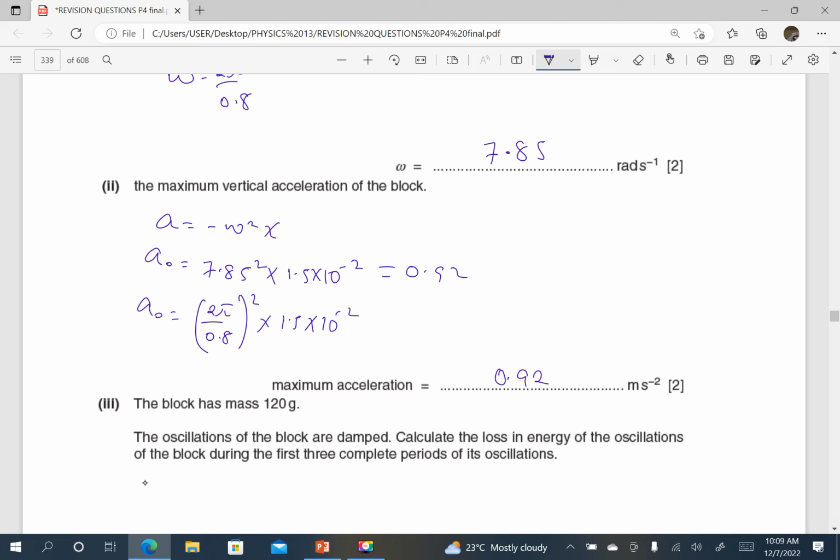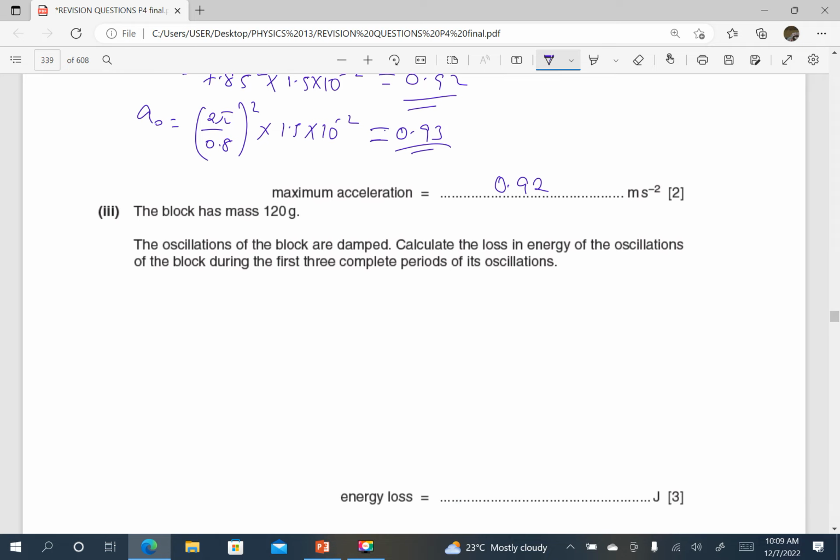2 pi divided by 0.8, squared times 1.5 times 10 power negative 2. So this one would give you 0.93, but each of these will be accepted. This one would be the most appropriate, of course, because you use the more exact value of omega rather than the first one. So I will take the second one as the best value, 0.93.